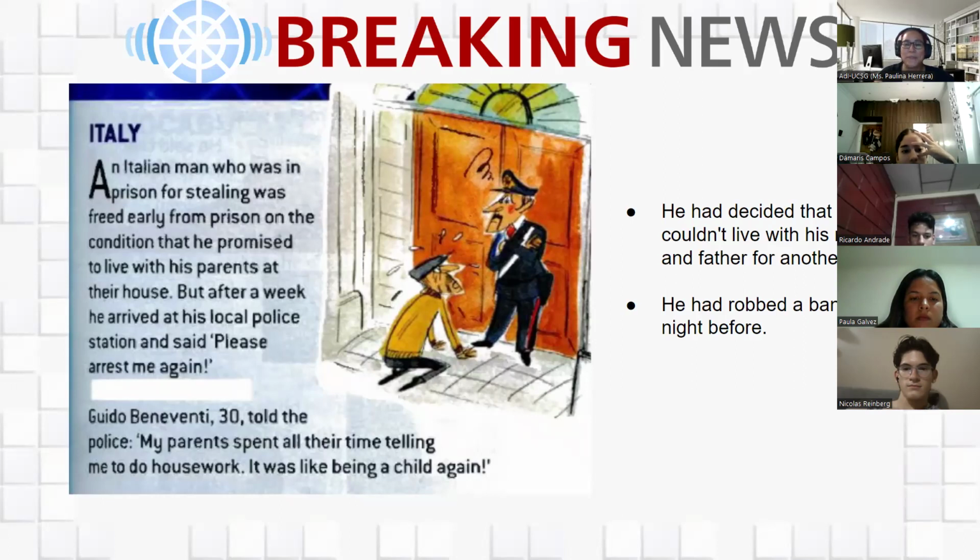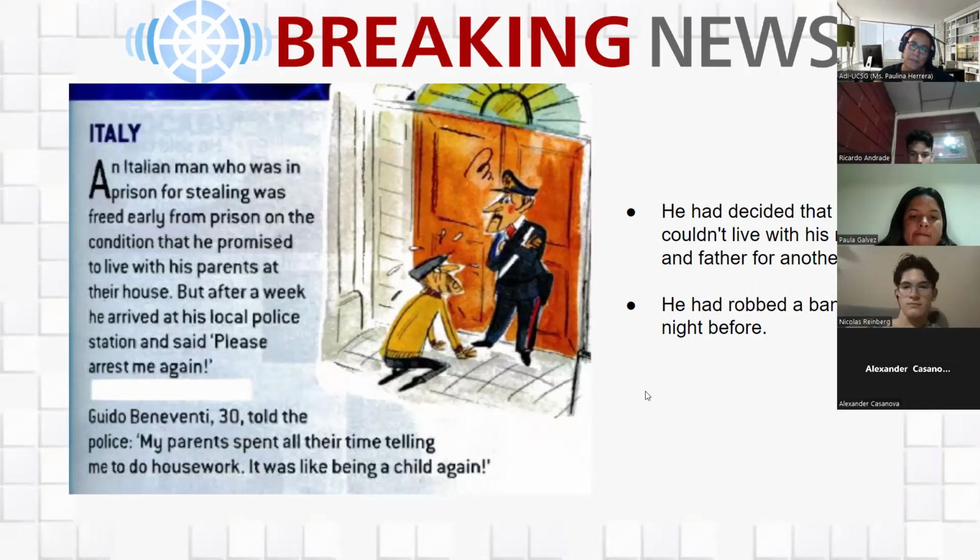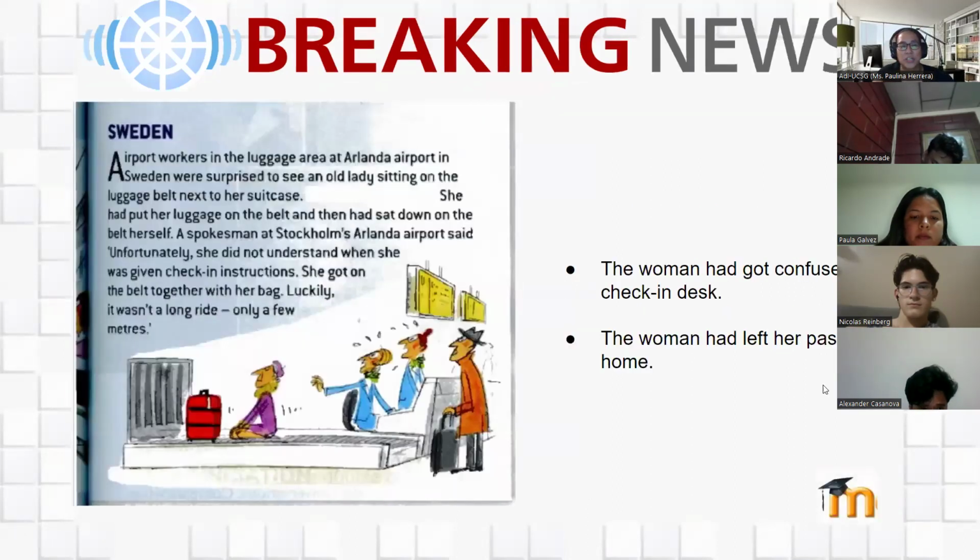Okay, so how can we complete this sentence? Alexander, which of the two sentences would you pick to complete the story? He had decided that he couldn't live with his mother and father for another day. Exactly. Okay, so it was better to be in prison than to be with his parents. Okay, that's what he said. Jimmy, read the last story.